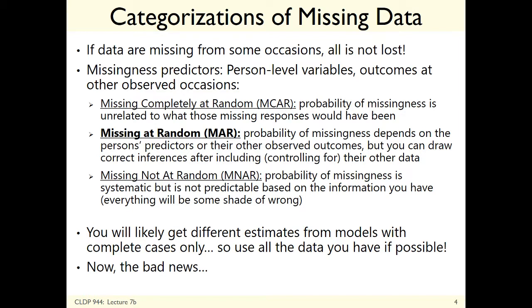So if you happen to know why it is somebody didn't come back, if they changed schools, or if they told you they don't like your study, any information that you have about why you have missingness, put that in the model as a predictor. Even if you don't care about it as a predictor, it will help with the missing data assumptions. So that's for missing outcomes.